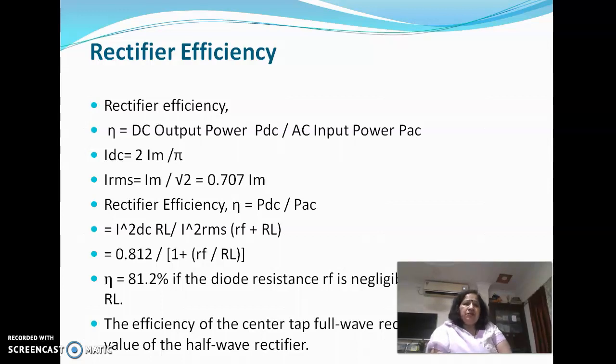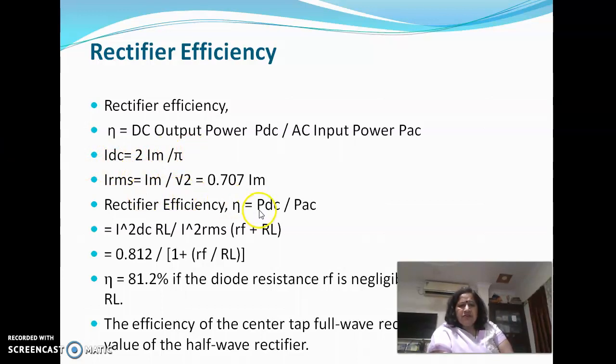Now let us see what is the efficiency for a full wave rectifier. For a half wave rectifier, we have already seen that efficiency, or eta, is how much portion of the AC is converted into DC. So DC power output upon AC power input. Yes, if you remember, how much was IDC for a half wave rectifier? It was Im by pi. Clear? And here it is twice Im by pi, because of the upper half and the lower half of the secondary winding. Similarly, IRMS is equal to Im by root 2.